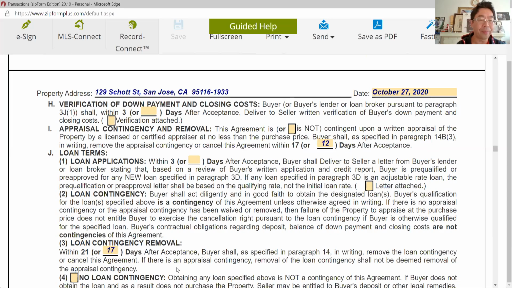So the 12 and 17 days, is it regular days or business days? Regular days. Saturday and Sunday count. So it's in a hurry. We push a little bit faster because they have already left the house. If they still live in the house, there can be some problems, because the appraiser comes to the house while they live there, and it creates some problems. But the good thing is they left the house, so you can easily work on it.